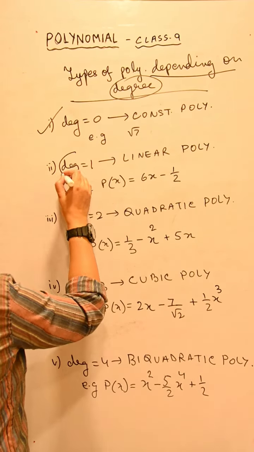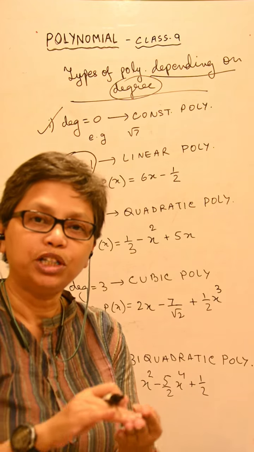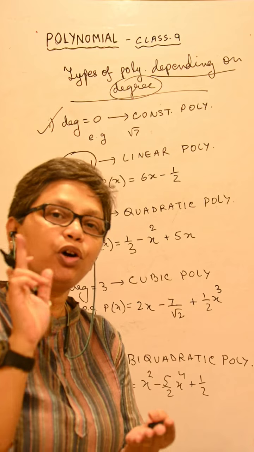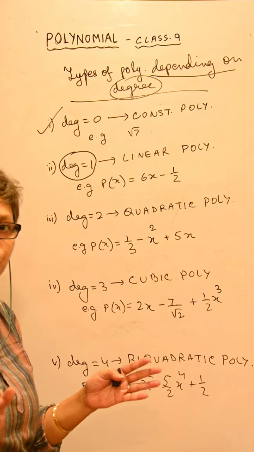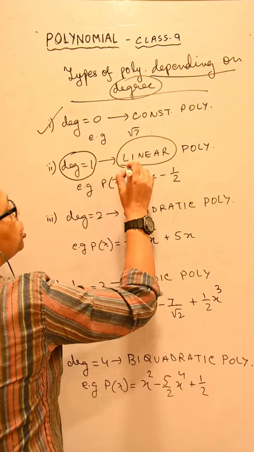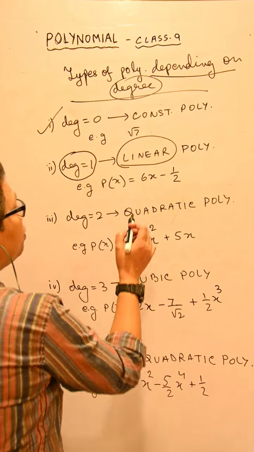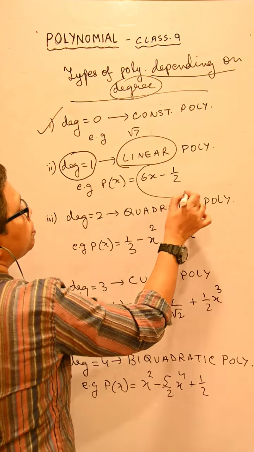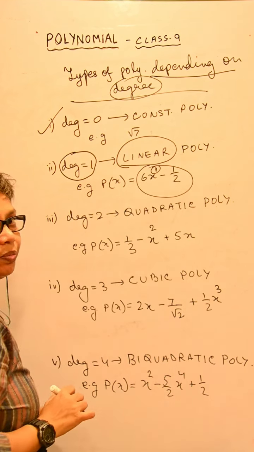Now if degree is 1, degree 1 means the variable present in the polynomial will have a maximum power of 1. Only then is the degree 1, right? According to the definition of degree. In that case, we will call it a linear polynomial since its maximum power is 1. I have written an example here. You can see 6x minus half. So the maximum power is 1.